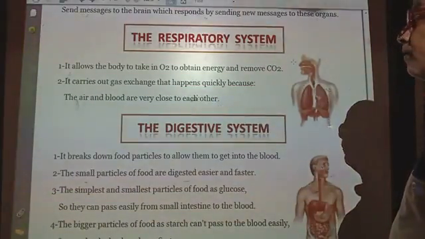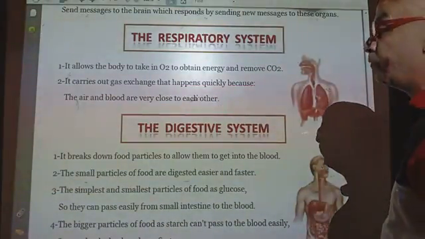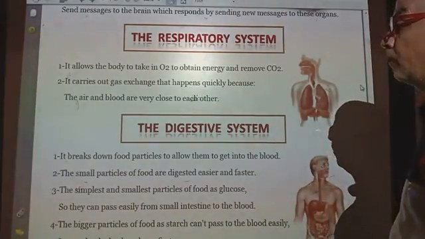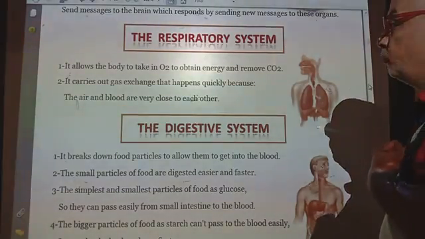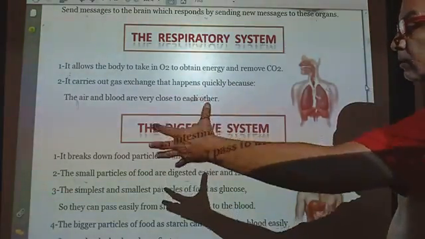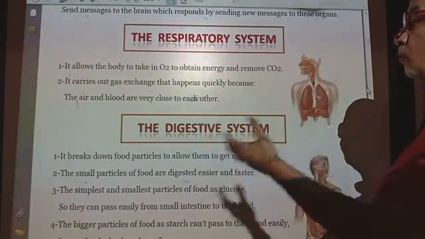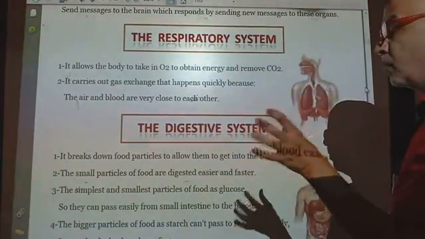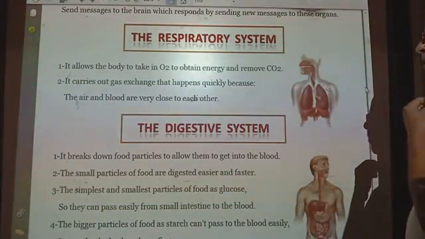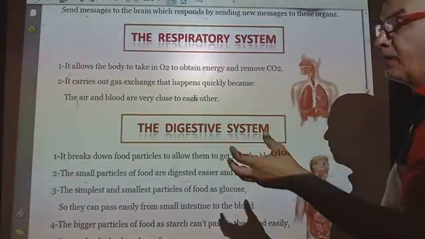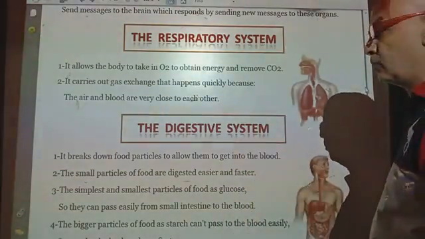Respiratory system, I have explained before that it is responsible for allowing the body to take in oxygen for breaking down the digested food to release energy and giving out carbon dioxide. This takes place through a simple process called exchange of gases. The air and the blood capillaries are very close to each other to facilitate the exchange of gases.